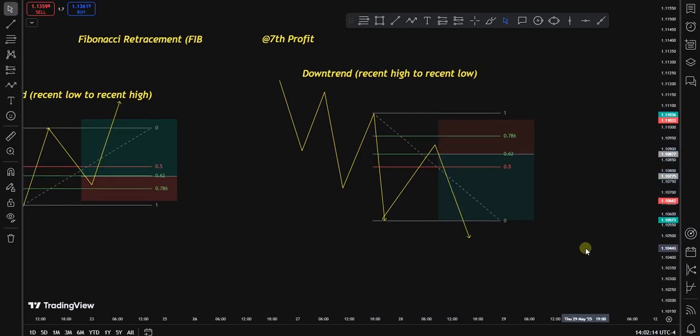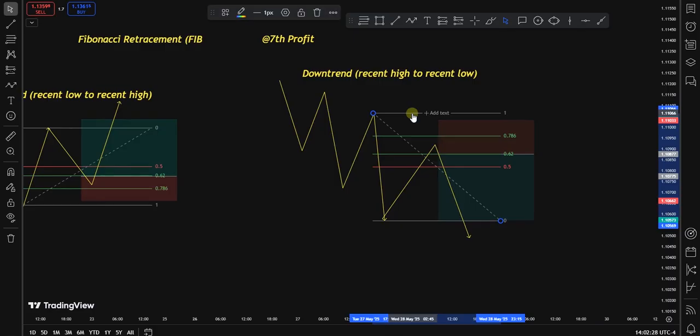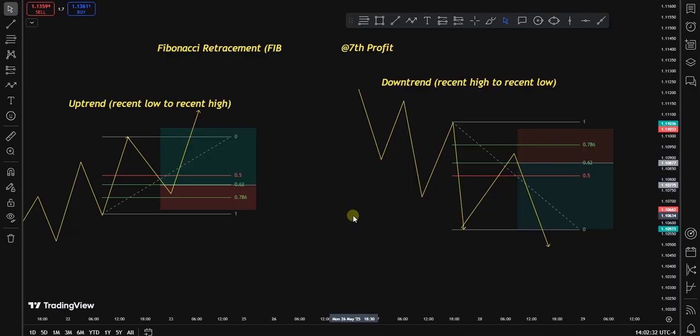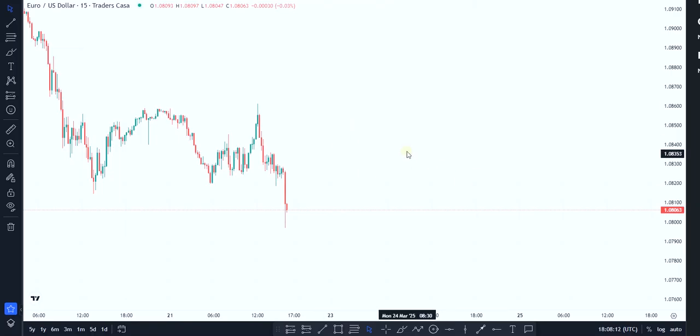You understand? So I believe you understand how Fibonacci retracement works now. Fibonacci retracement helps traders predict how far the pullback might go. Okay? So now let me show you guys real chart examples of how Fibonacci retracement actually works. Okay, so remember guys. So let's see this market. Let's see how it goes.